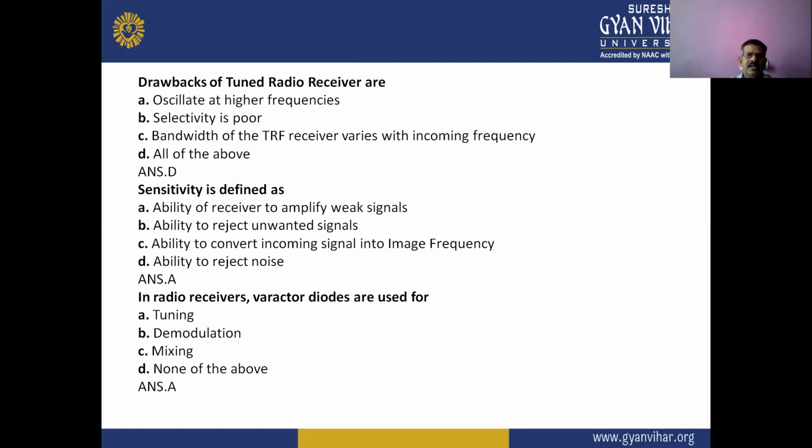And next, last question. In a radio receiver, varactor diodes are used for: tuning purpose, demodulation, mixing, none of the above. Option A. So in a radio receiver, the varactor diode, this is a semiconductor diode, is used for the tuning purpose. So here the correct answer is A. In a radio receiver, varactor diode is used for tuning purpose.